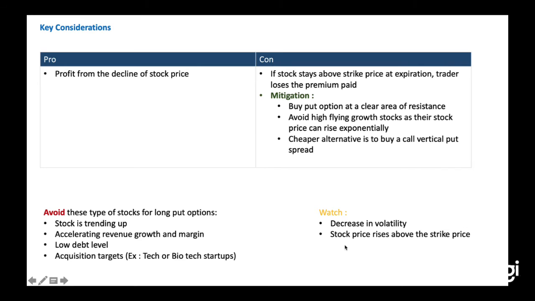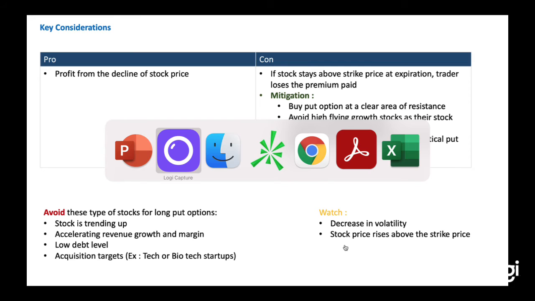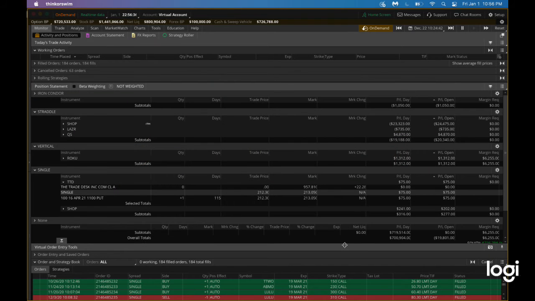And when the stock price rises above your strike price, it's better to cut your loss and sell your put option, so that way you don't get into too much loss. So with this, next we'll go into the thinkorswim platform to illustrate buying a put option.